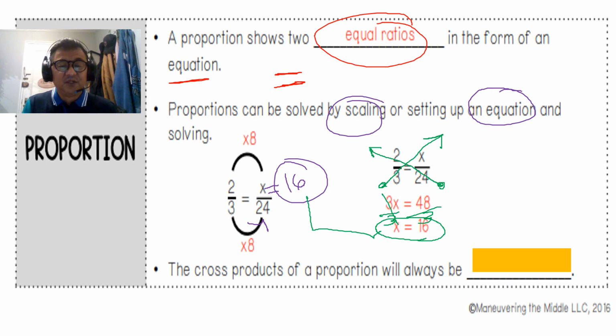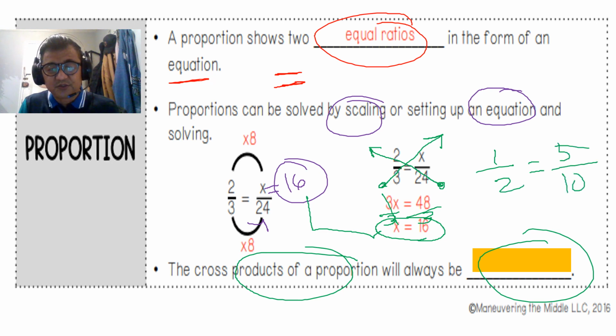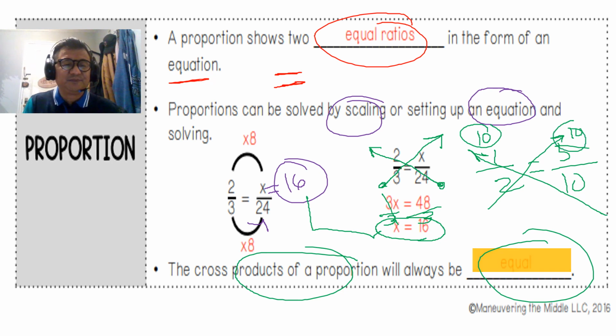So remember that when you do the cross products of a proportion, they will always be equal to each other. For example, 1/2 and 5/10. The cross products would be 1 times 10, 10. 2 times 5 is 10. They are always equal, the cross products.